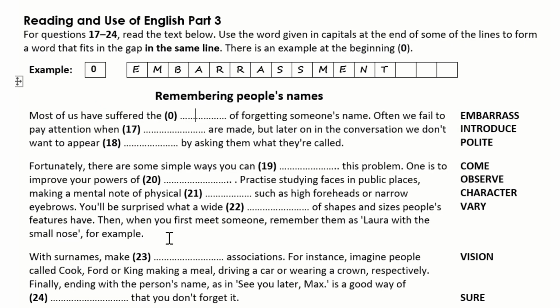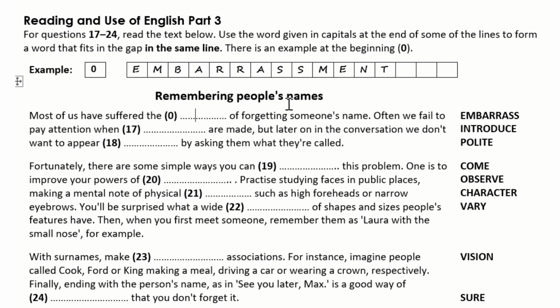Hi everyone, in this video I want to give you some advice on the word building exercise, which is part 3 of the reading and use of English paper on the Cambridge B2 and C1 exams. Now, the first thing you need to do is to read through the text to get an overall idea of what it's about. Obviously, the title is a big clue, remembering people's names.